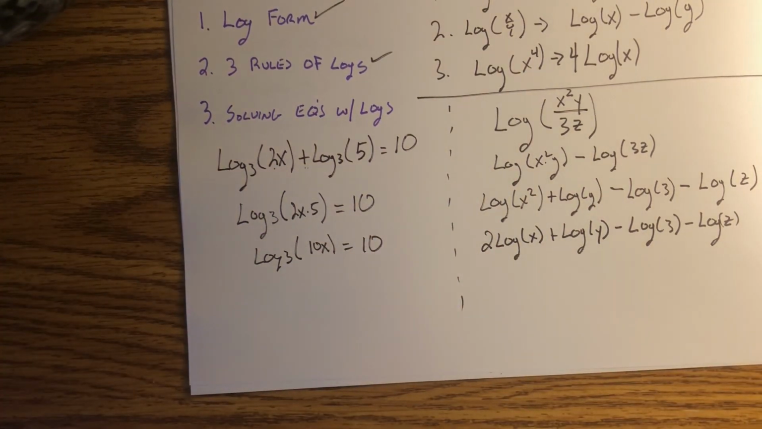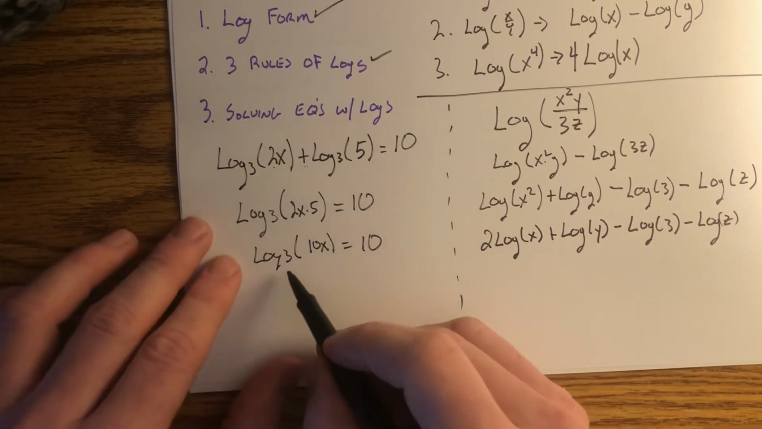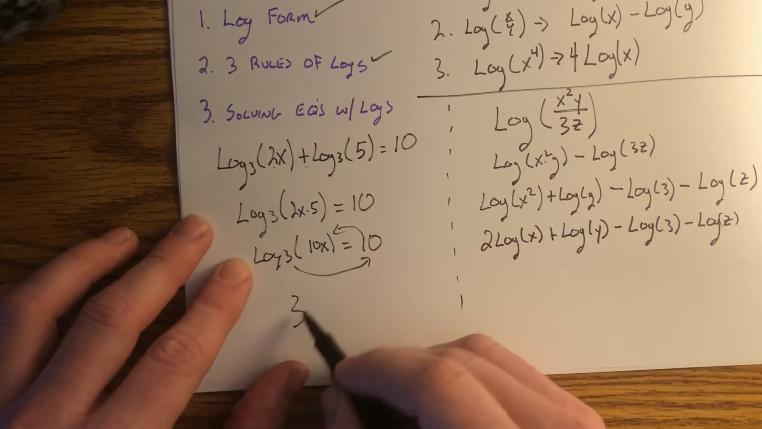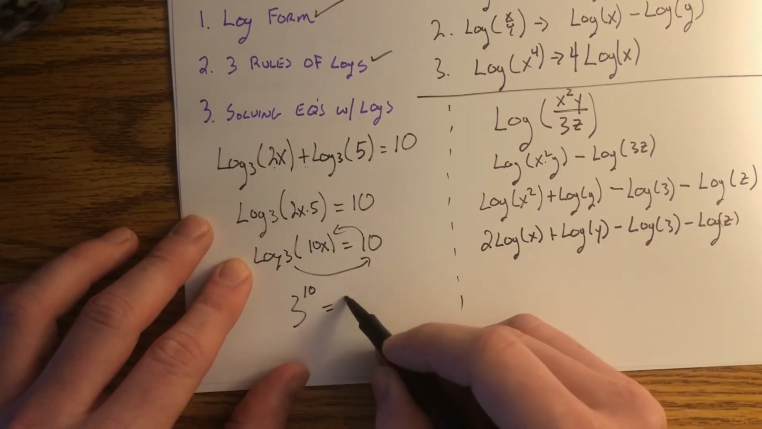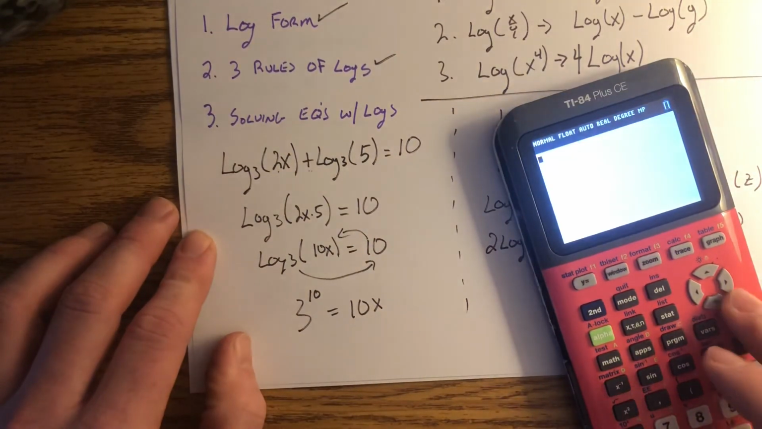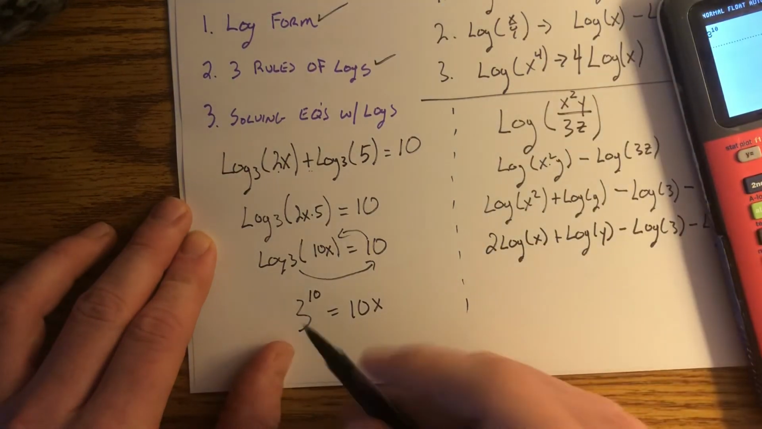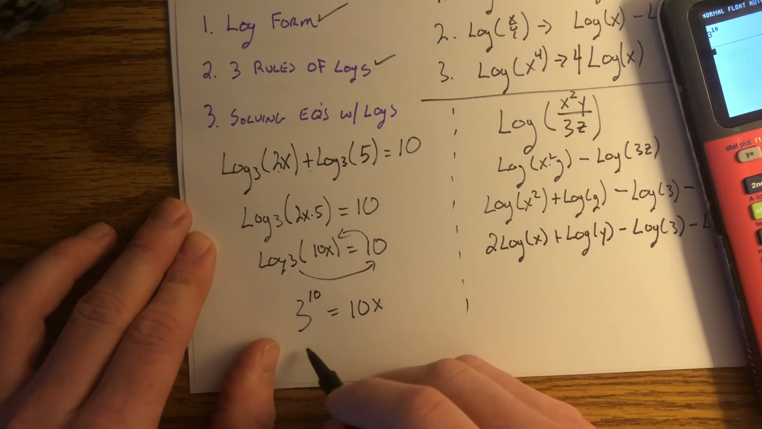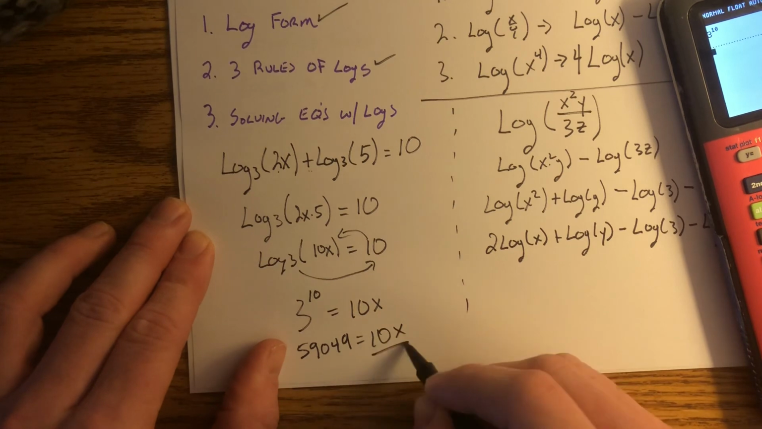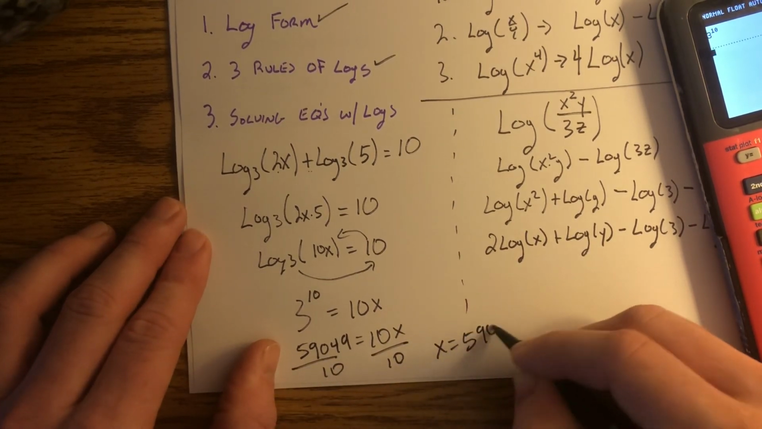And now finally, my last step here is I can take this and I can write it in exponential form. So it's in log form. I don't know how to do that, but I can. I call it carouseling. So we go 3 to the 10 equals 10x. 3 to the 10 is going to be a giant number. Let's find out here. So you know what? We can either leave it 3 to the 10th. Let's see if it'll do it for us. Oh, well. 3 to the 10th is 59049. So then we just divide both sides by 10, and we get x to be 5904.9.